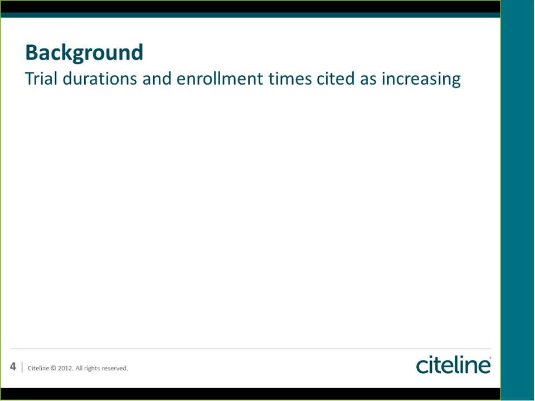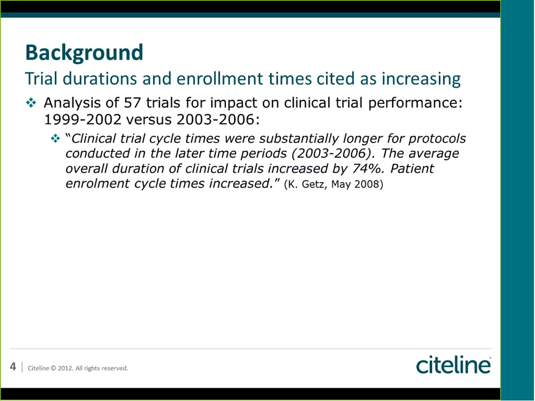So first, a short bit of background as to what prompted us to take a look at these trial timelines. Trial durations and enrollment times in particular are often cited as increasing. As part of an analysis that was published in 2008 by the Tufts Center for the Study of Drug Development, data from 57 phase 2 and 3 trials were examined to look at the impact on clinical performance in the 4-year period from 1999 to 2002 compared to the 4-year period from 2003 to 2006.